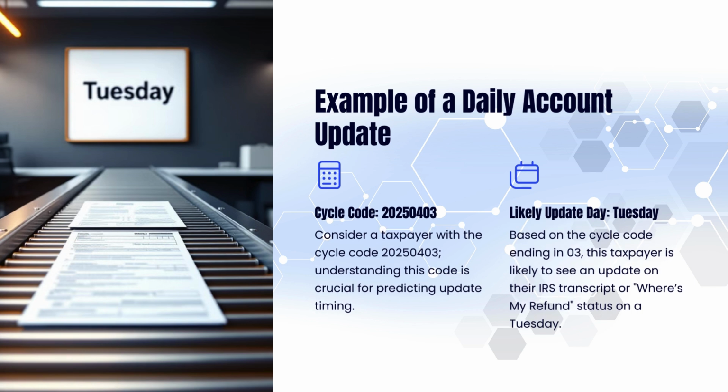Example of a daily account update. Cycle code 20250403. If your cycle code looks like 20250403, understanding this code is crucial for predicting your update timeline. With this code, you'll know that updates happen on Tuesday for this person. Once you understand the system, you'll be able to predict your updates just like a pro.